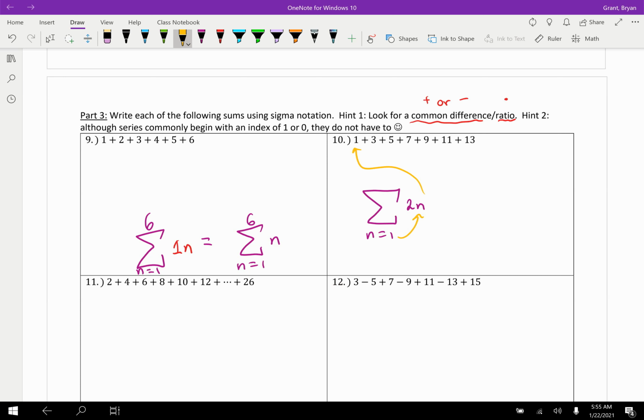And how do we adjust it? With a constant. So if you substitute 1 in, 2 times 1 is 2. We want it to be 1, so what do you have to do to 2 to turn it into 1?